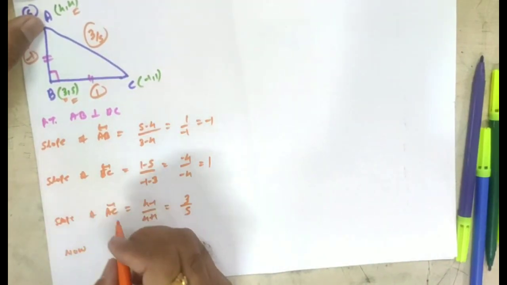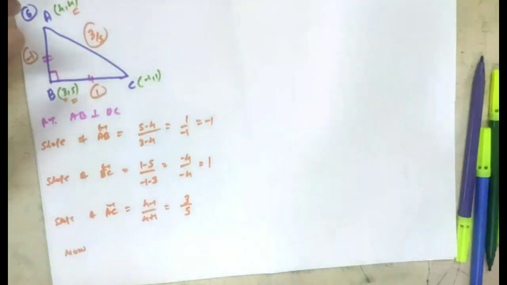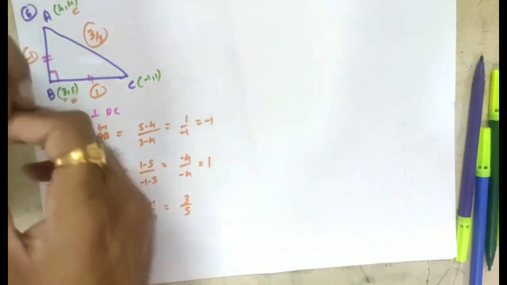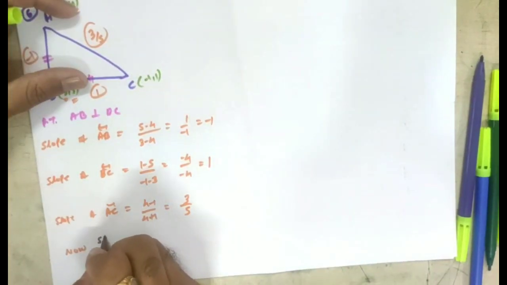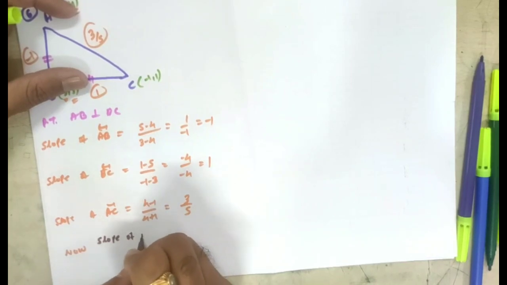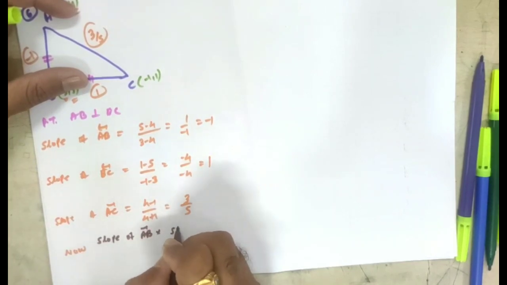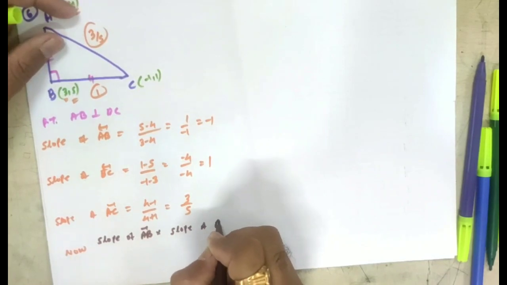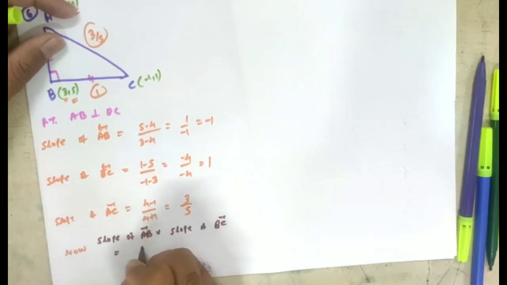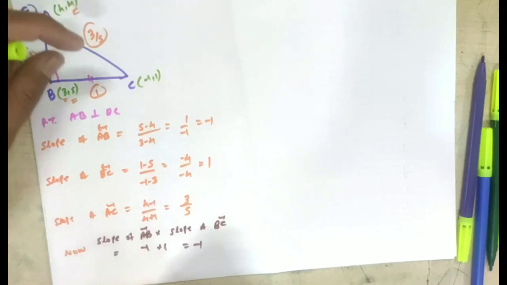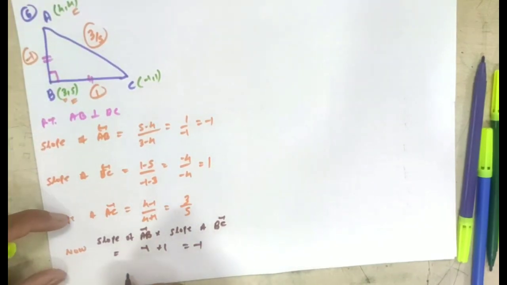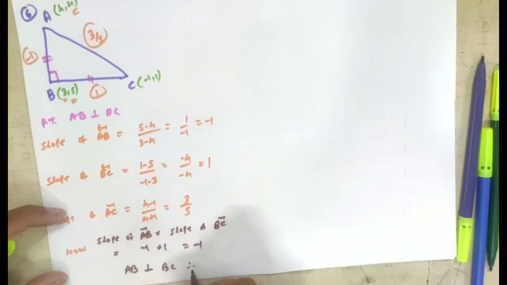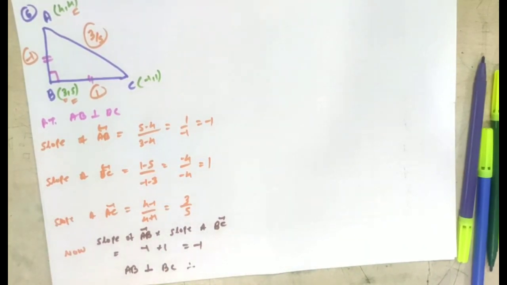Now here we can see the multiplication of slope of AB and slope of BC. What is it? Look, slope of line AB multiplied by slope of line BC is equal to minus 1 into 1, which is equal to minus 1. Done. And hence we can say that line AB is perpendicular to BC, and therefore the given 3 points are the vertices of triangle ABC. Clear?